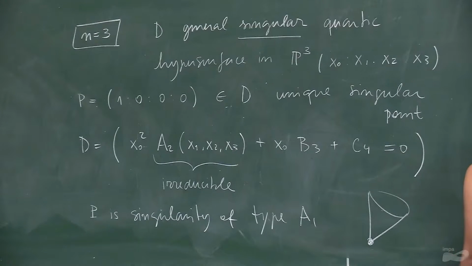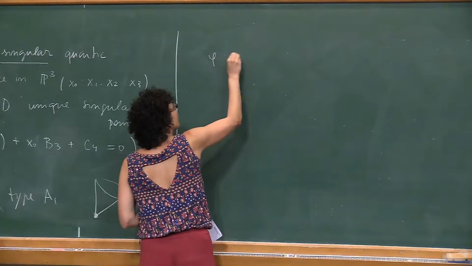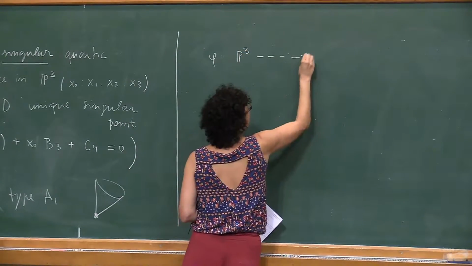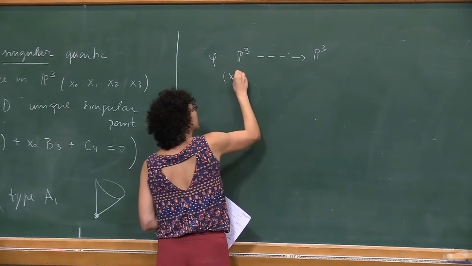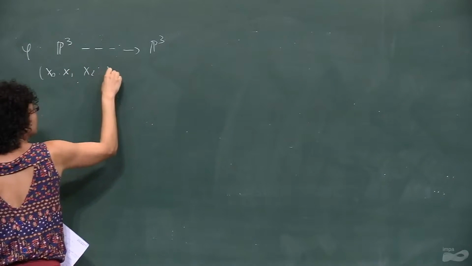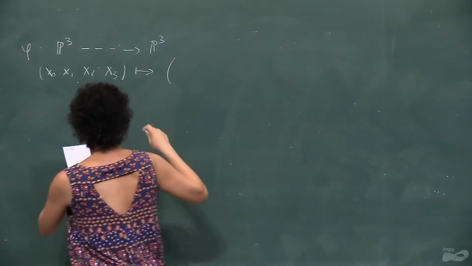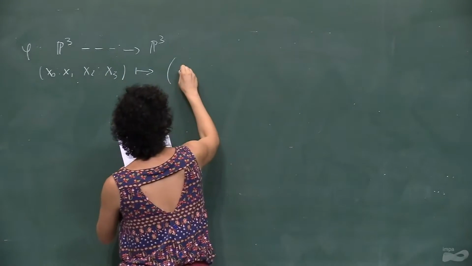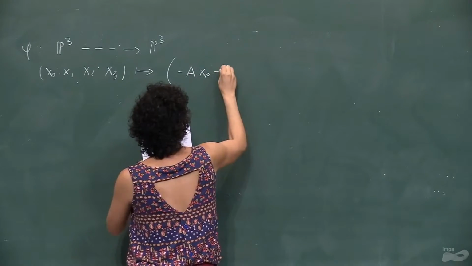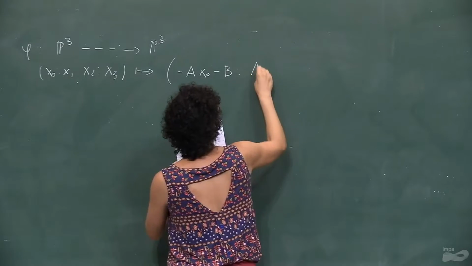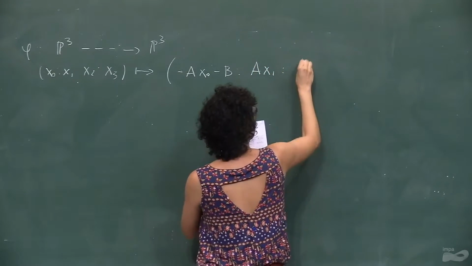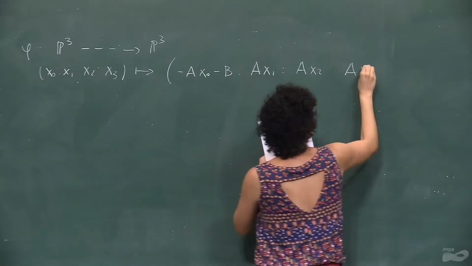And in this case, we already get some interesting birational maps that are not isomorphisms. So let me just write this example here. We have a map from P3 to P3 that takes (x0, x1, x2, x3) to (minus a x0 minus b, a x1, a x2, a x3).